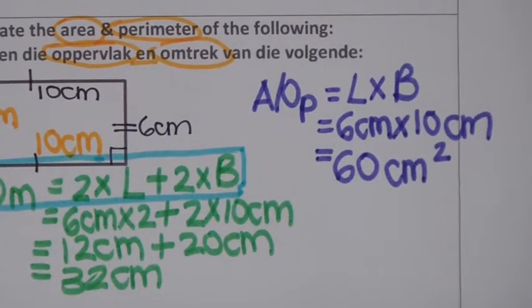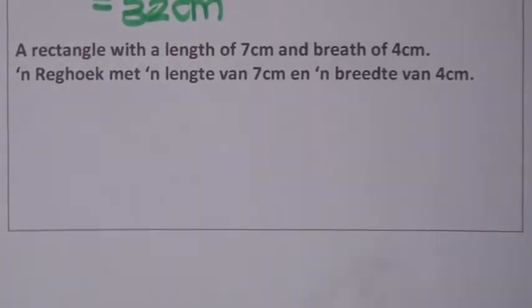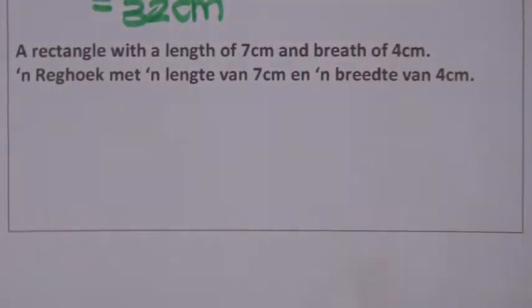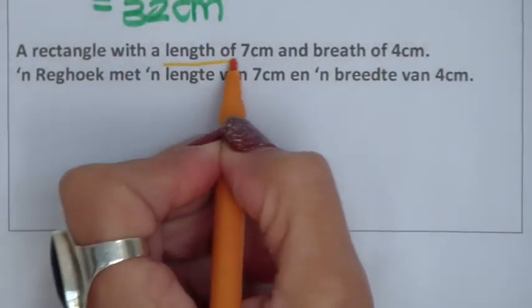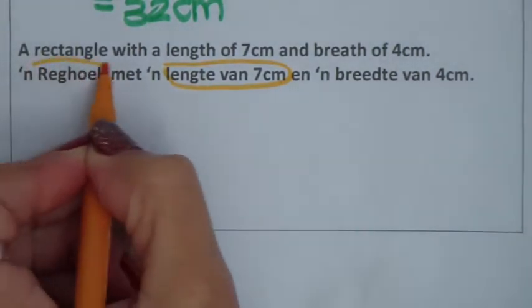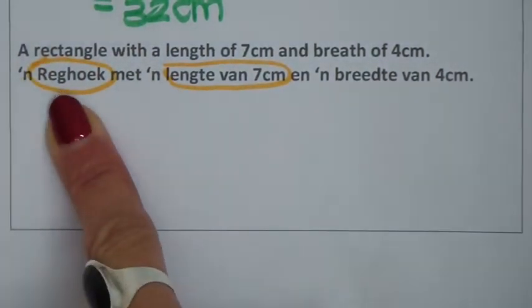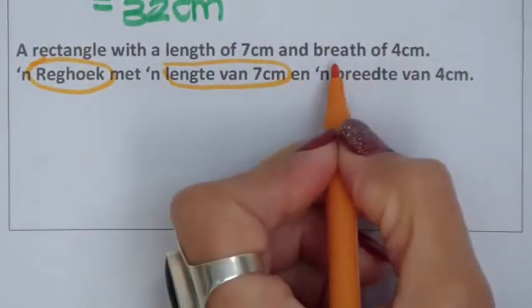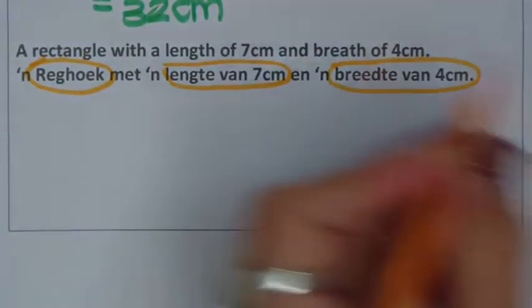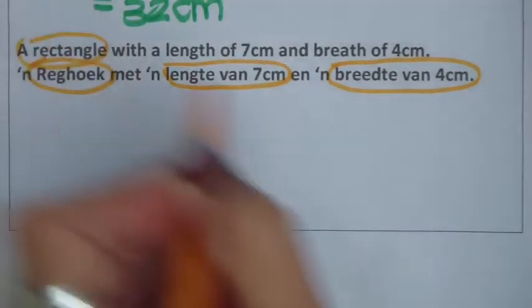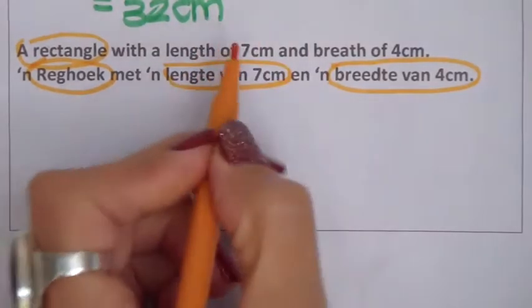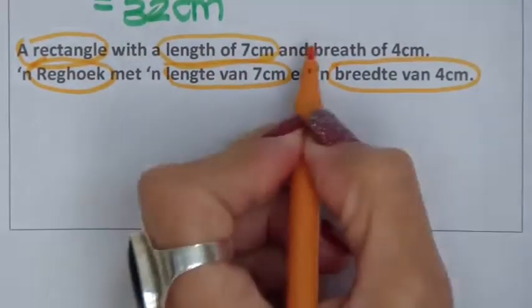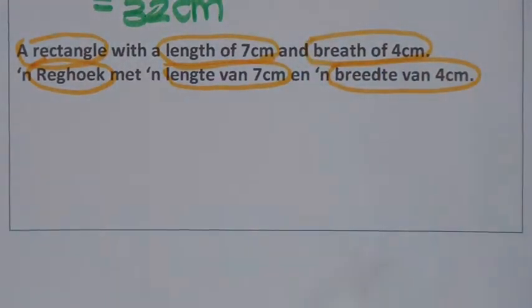En kom ons kyk na 'n paar driehoeke gou. O, skus, eers nog 'n ander vraagie. Okay. Nou, 'n ander manier waarop hulle dit kan vra. 'n Reghoek met 'n lengte van 7 cm. Moenie dit skep nie, is baie belangrik. Reghoek, lengte van 7 cm, breedte van 4 cm. This is a rectangle, very important because that tells you what formulas you're going to use. And the length is 7 centimeters and the breadth is 4 centimeters.